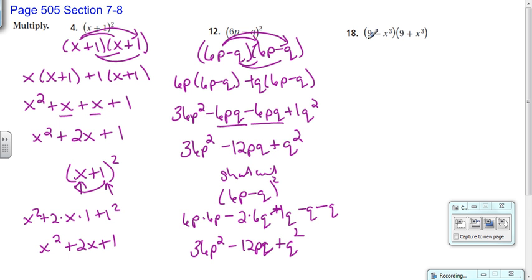And then for 18, that's a special case because those are conjugates. So I can just do first times first and last times last as a shortcut. So 9 times 9 is 81, and then I would have to do a negative x cubed times a positive x cubed, so I add the exponents, so I get negative x to the 6th. If you did the box method, you'd get the same answer because your outsides would be a positive 9x cubed, your insides would be a negative 9x cubed, they drop out.